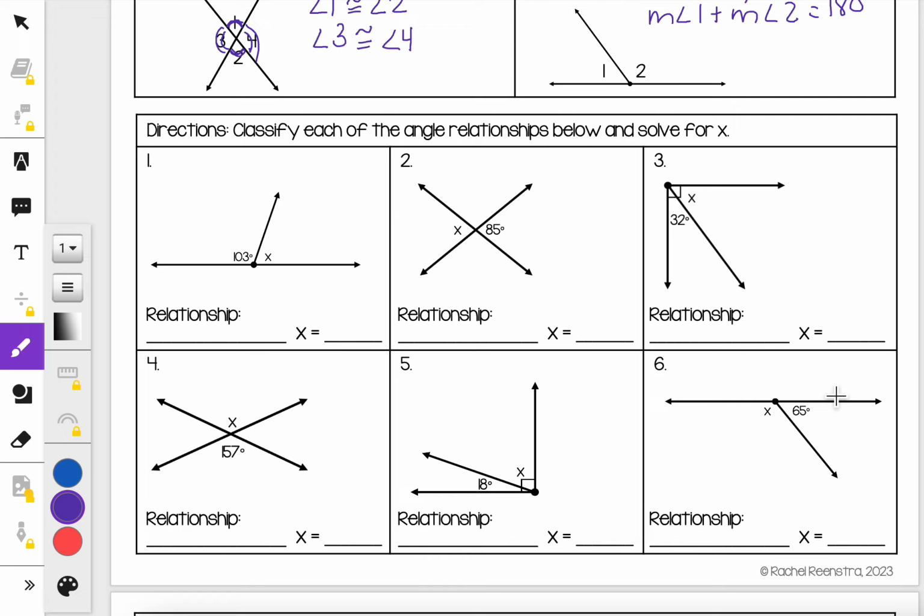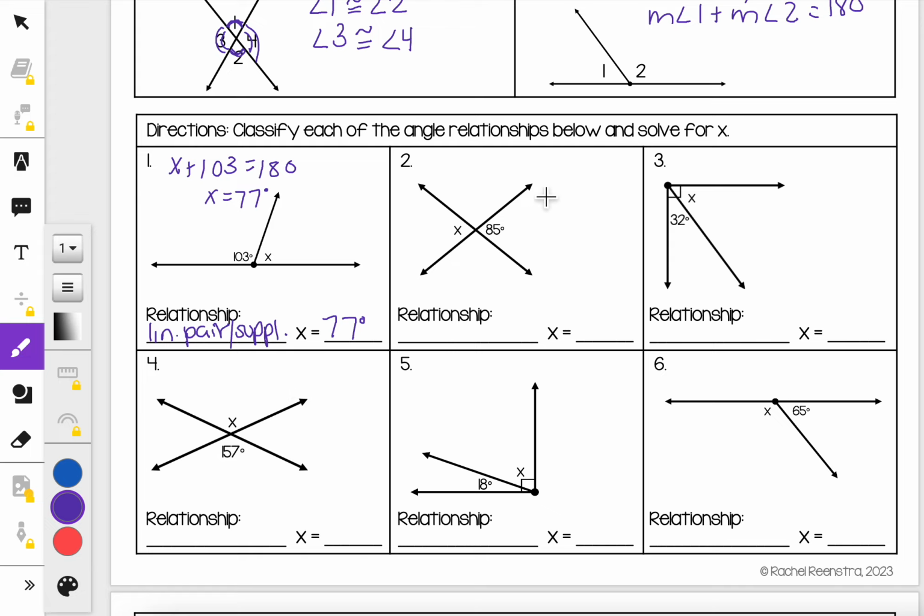In number 1, we see that we have a straight angle. We have a pair of opposite rays here. Because we have two angles that form a straight line, this would be a linear pair. I'm also going to say that they are supplementary there. I'm going to abbreviate both of those. Linear pairs are supplementary. If they're supplementary, we know they add up to 180 degrees. So x plus 103 equals 180, and x is going to equal 77 degrees.